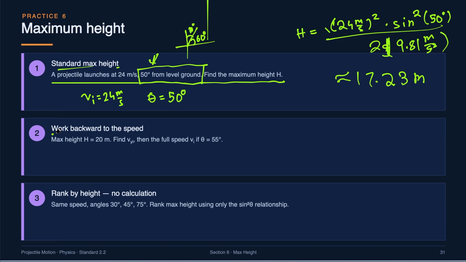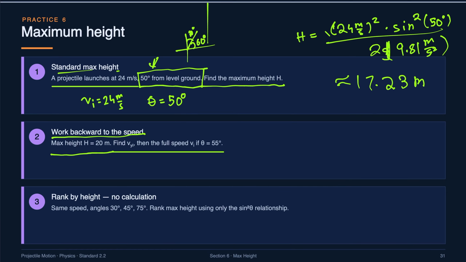Now let's try working backward to the speed. Max height h is 20 meters. Find Vy initial, then the full speed Vi if theta is equal to 55 degrees. Okay. So here I'm probably not going to use Vi squared times sine squared theta, right? Because it's just Vyi. So h is just equal to 20 meters, we know that. And theta is equal to 55 degrees.